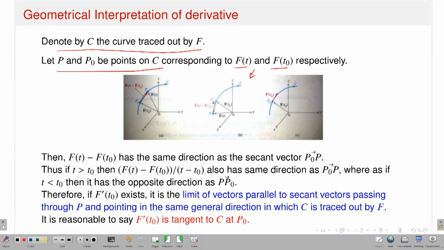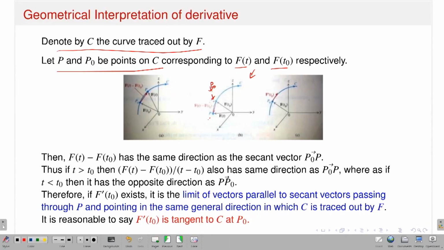For example, look at this one. This is my t naught, so this is my point F(t naught), which is P naught. And this is the corresponding P point. So I have a function F from R to R2 or R3, which means I will have a curve, and the corresponding point for t is P, F(t), and this is F(t naught). Then what I am saying is that F(t) minus F(t naught) has the same direction as the vector P naught P. This is the vector P naught P.